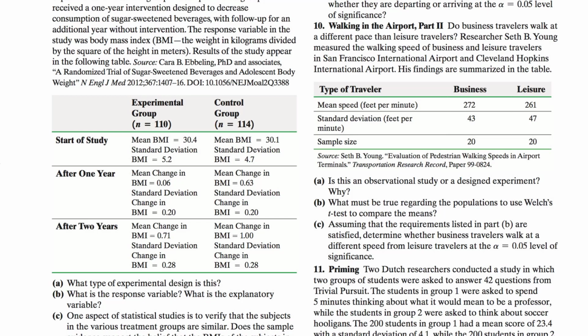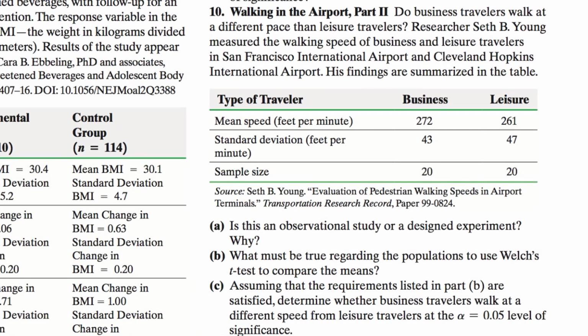For this video, we're going to use as our example the problem you can see on the screen in front of you right now, number 10, which is titled Walking in the Airport Part 2. And the problem asks, do business travelers walk at a different pace than leisure travelers? Researcher Seth B. Young measured the walking speed of business and leisure travelers in San Francisco International Airport and Cleveland Hopkins International Airport. His findings are summarized in the table. So we have a table there, and we're probably going to want to jot some of that down. Part A of the question is asking, is this an observational study or a designed experiment? You'd have to go back to the very first chapter to dig that up.